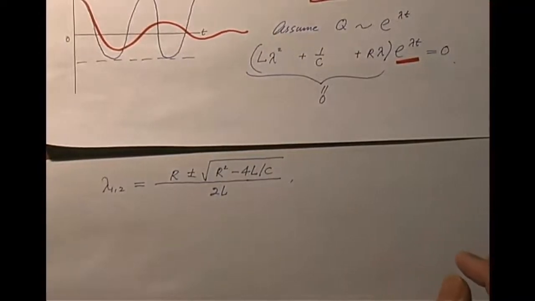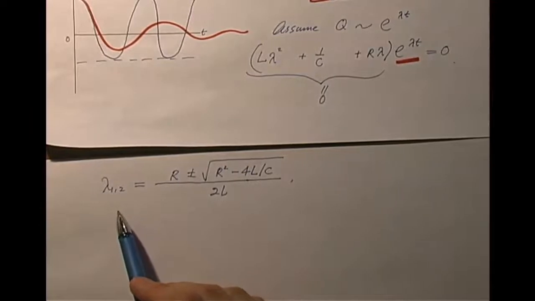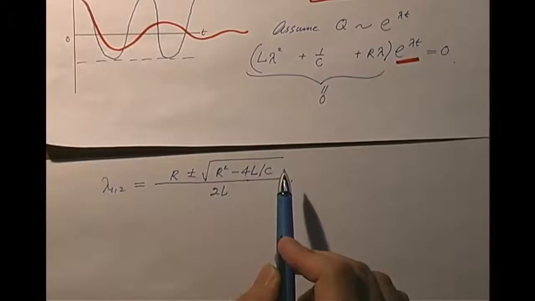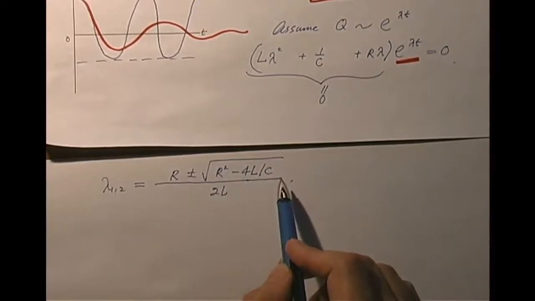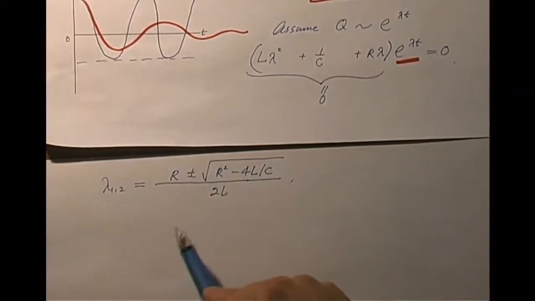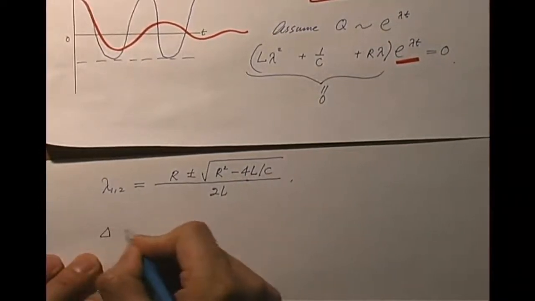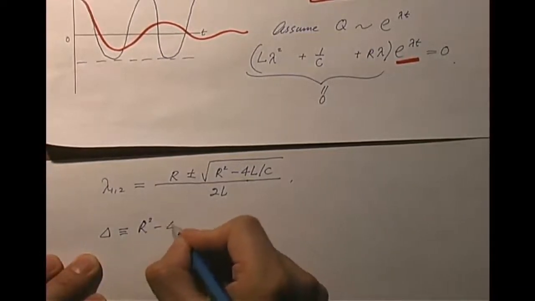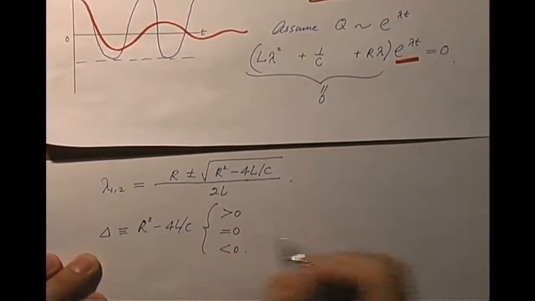Now, take a close look at this solution. As a matter of fact, there are 3 possibilities depending on what happens inside that square root. We have discussed that long time ago when we studied the solution to quadratic equations. This is the discriminant, right? Whatever happens to the discriminant will determine the outcome lambda. There are 3 cases for the discriminant, r squared minus 4L over c. It can be greater than 0, it can be equal to 0, it can be less than 0, right? These are the 3 possibilities.